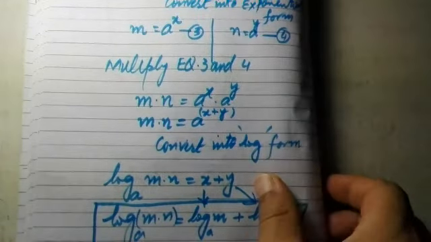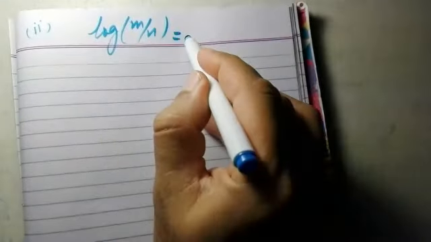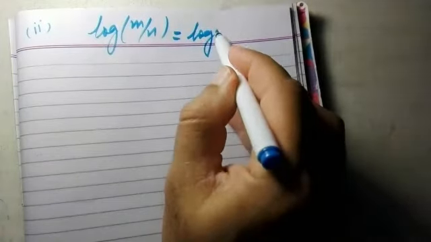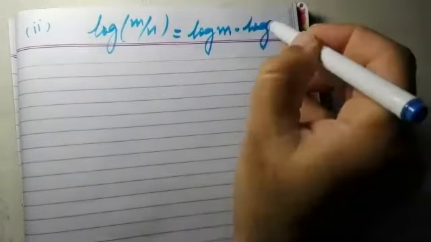In a very similar way, we will proceed for the second law of logarithm. So you will start the second law of logarithm like this: log of m over n is equal to log m minus log n.